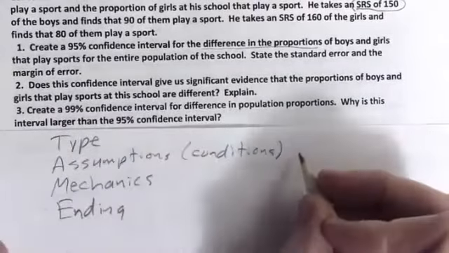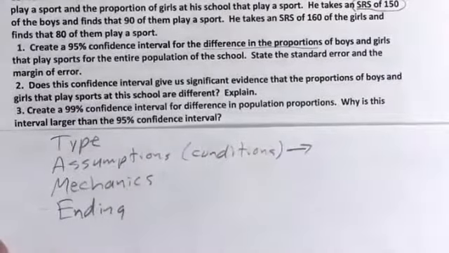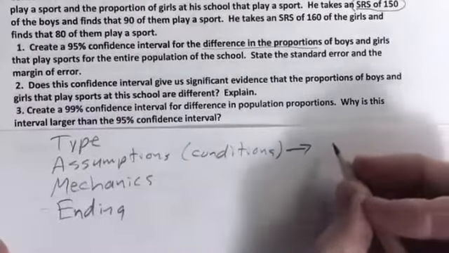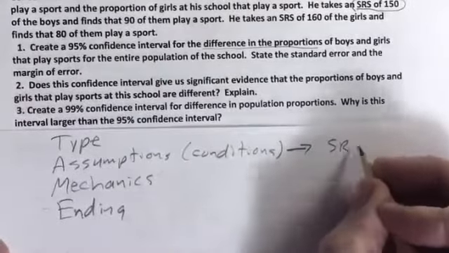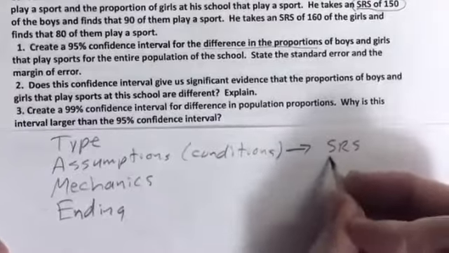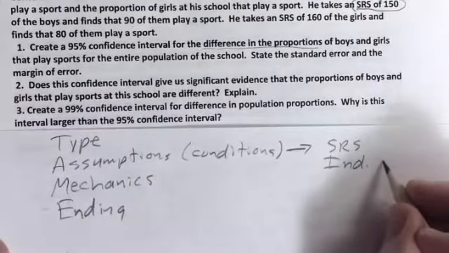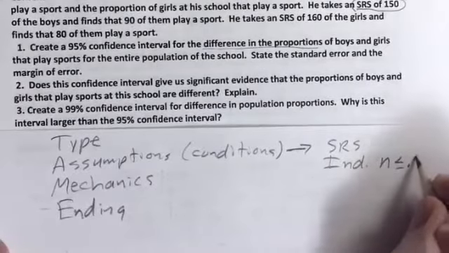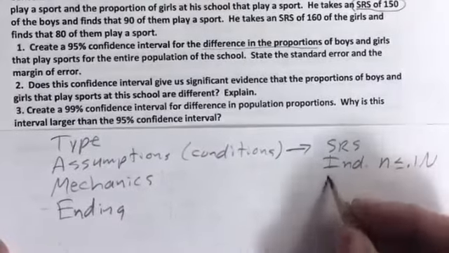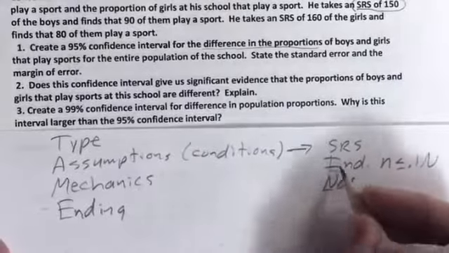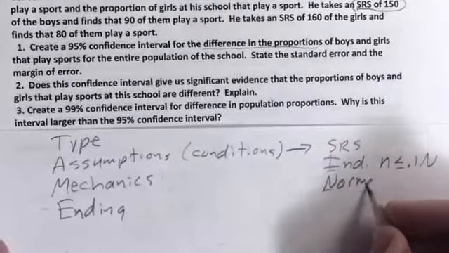And with your assumptions, with a one sample interval, you had to check: is it an SRS, is it random? Do you have independence? That means is your sample size less than or equal to 10% of your population size? And you have to have normality. Okay, and so that spells out SIN. So that's with the one sample.